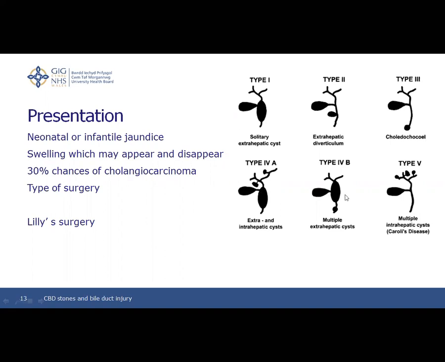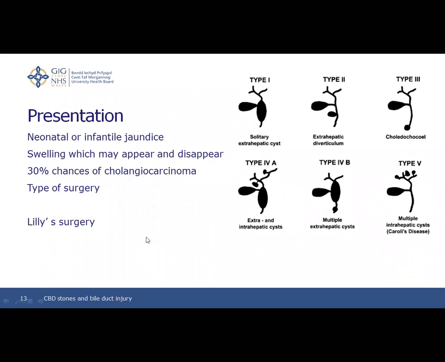In type 4 and type 5, most of the dilatation happens all over the biliary tree, so these patients will benefit from liver transplantation as early as possible. There's something called Lilly surgery.